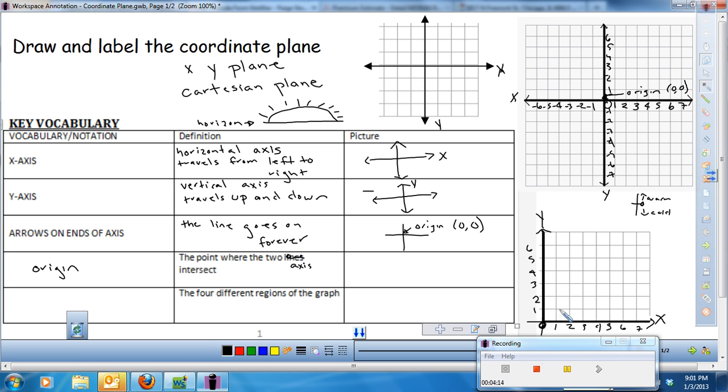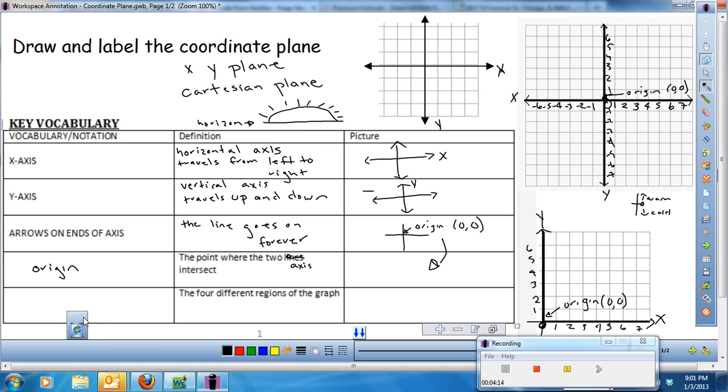The origin on these other graphs is the same, where the 2 axes intersect, where x intersects with y. So I'm going to write origin. And remember, whenever you think origin, you should think 0, 0. So I'm going to write 0, 0. Oh, and I wrote that in the wrong spot. Hopefully you guys wrote that in the right spot. I'm going to draw an arrow down here. This should go down here.